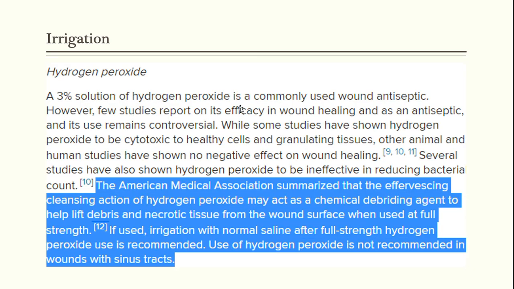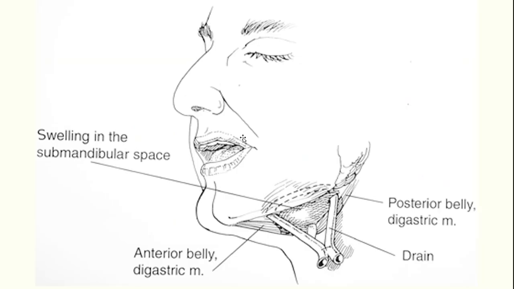Hydrogen peroxide is very effective for debridement, to lift debris and necrotic tissue out of the area, but it's not recommended in wounds with sinus tract. Sometimes we might place a drain like this to have a good path for irrigation to reach all the spaces that we want.